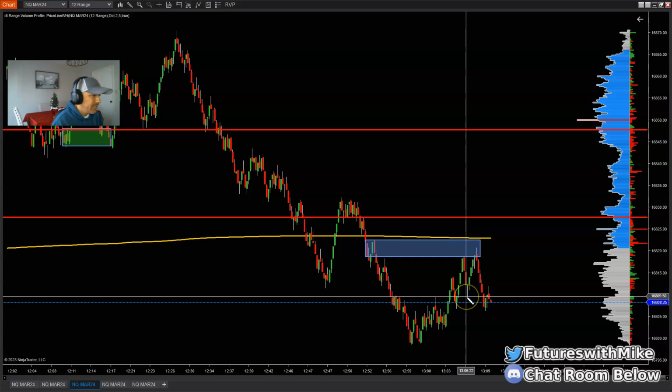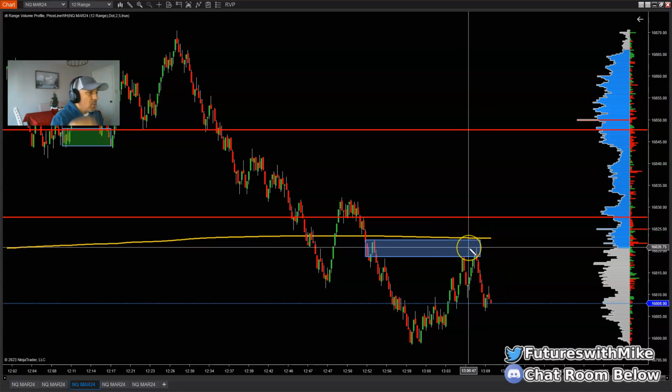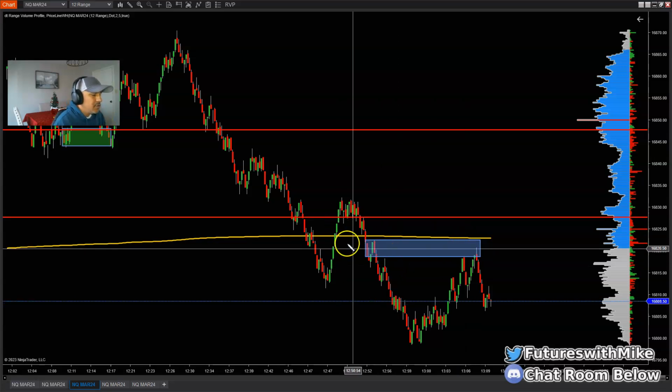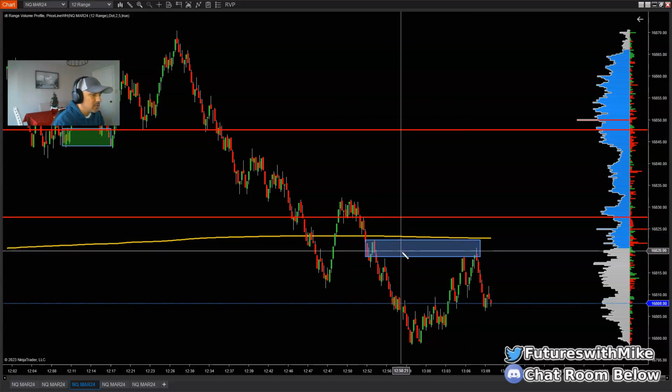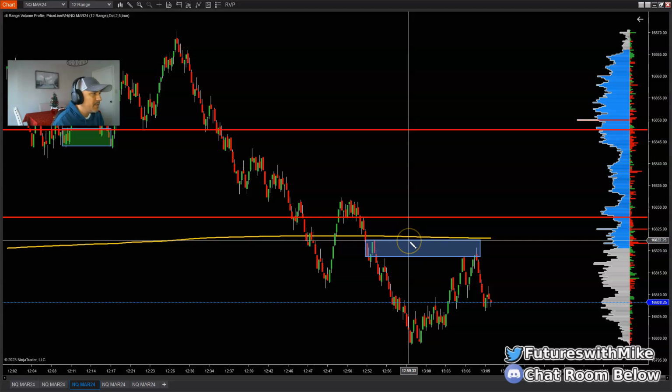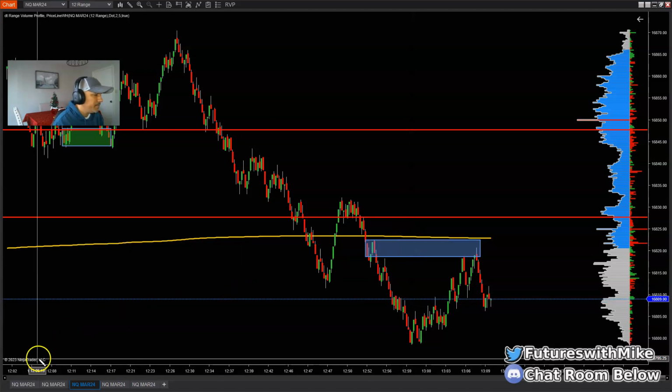It is what it is. So this was a supply area. We are breaking minor areas of structure back to the downside now, so you can look for lower, you can look for setups to go short, okay? This would have been a nice setup off the 12 range chart, is what I'm trying to say.